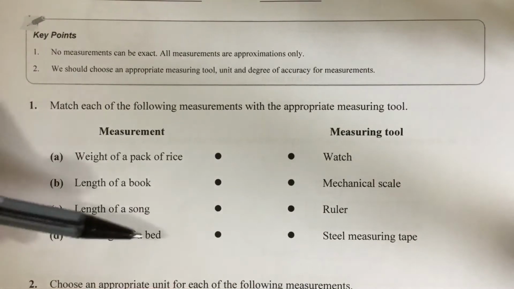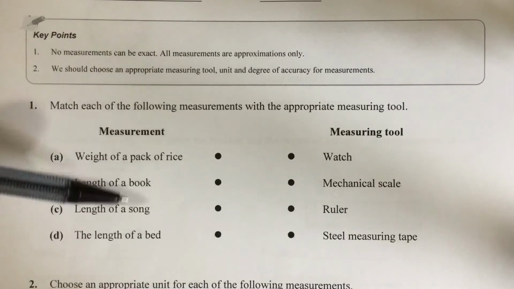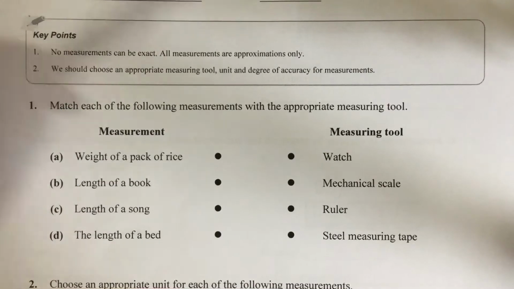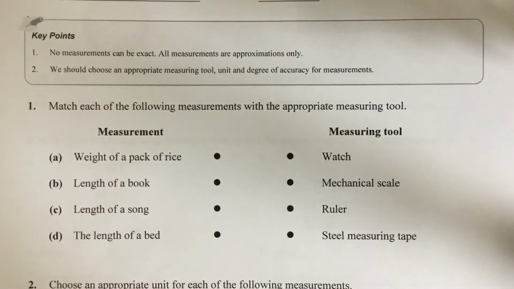And finally, D is the length of a bag. That means where you sleep. Okay, so you are going to measure the length of it. So which measuring tools are you going to use? For the first one is the watch. The watch in Chinese is called 手錶. And for B, we have the mechanical scale, the ruler and the steel measuring tape.